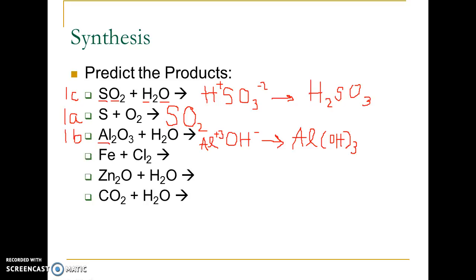Here are a couple of others that you can try on your own. First thing I would do is decide what type of chemical equation they are, and then you can predict their products from there.